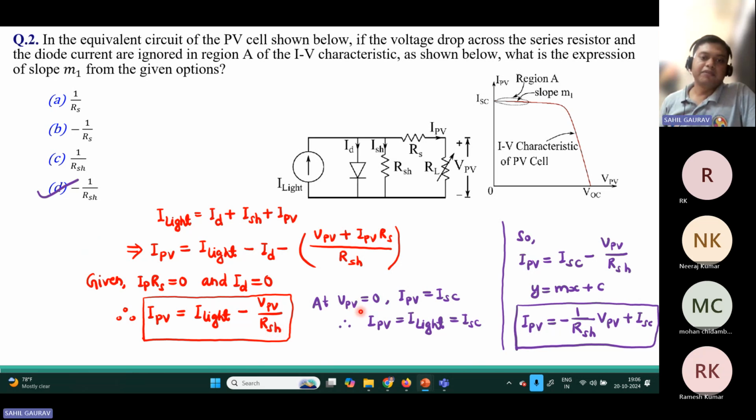We know that when the voltage across the PV cell VPV is 0, this is the short circuit current. Therefore, this I light, the photo current value, is the short circuit current. So we will write the final equation: IPV equal to ISC minus VPV upon RSH. Now we compare it with the standard line equation y equal to mx plus c. From here we get the slope of this curve as minus 1 upon RSH. So D is the correct option for this problem.